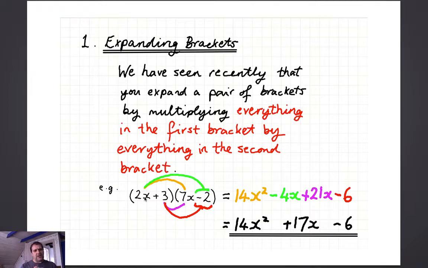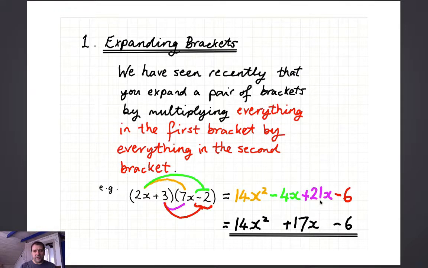So I've kind of tried to color code this. 2x times 7x gives you 14x squared. 2x times minus 2. Remember, when you see a minus, it belongs to the thing that comes immediately next. So 2x times minus 2, I've color-coded with green, is minus 4x. And then 3 times 7x is 21x. And then finally 3 times, remember that's a minus 2, 3 times minus 2 is minus 6. So you've got 14x squared minus 4x plus 21x minus 6.